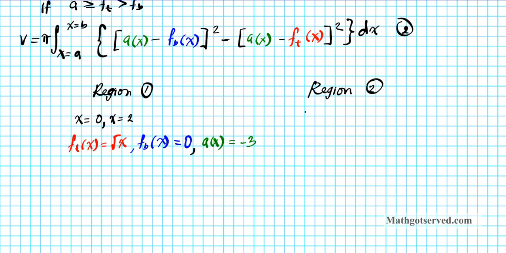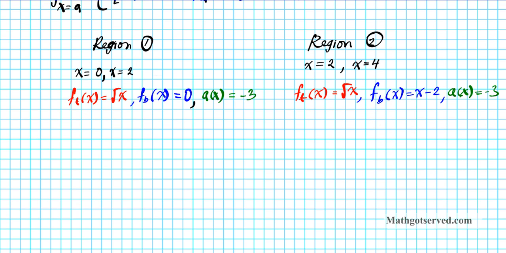For region 2, we have x equals 2 to x equals 4 as our limits of integration. Function on the top is still the same function. Function on the bottom is now different. That's why we had to break this up into two distinct integrals. Function on the bottom with respect to x is equal to x minus 2. And then the axis of rotation, a of x, is equal to -3.